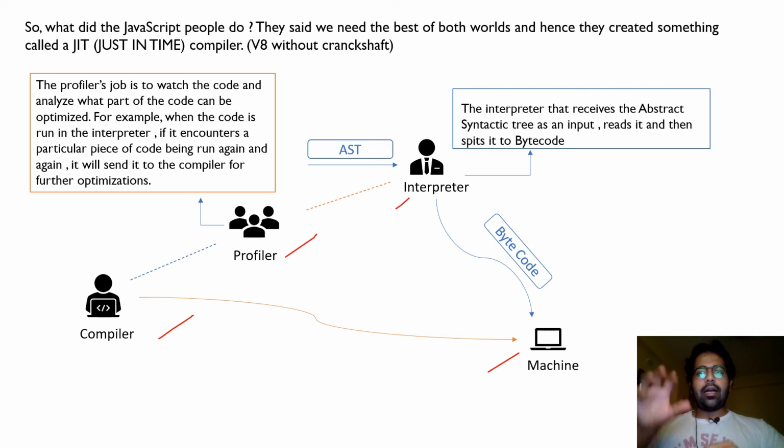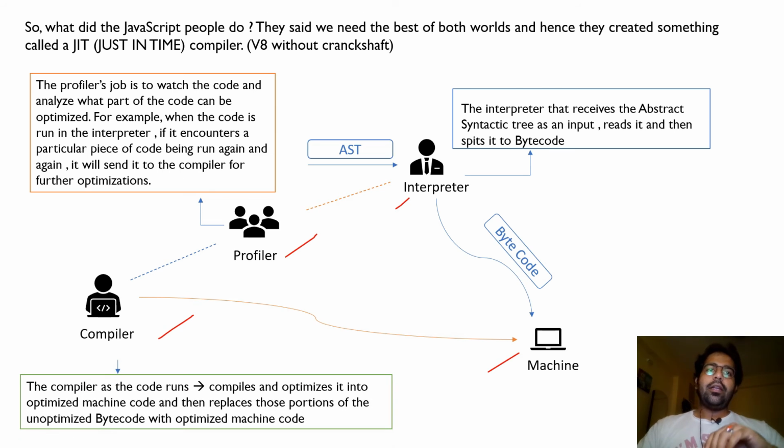Once it encounters a particular piece of code which is redundant, it passes it to the compiler. The compiler optimizes it into optimized machine code, and then it replaces the portions of the unoptimized bytecode. The bytecode was here, right? There has to be unoptimized bytecode here, correct? So it replaces the unoptimized bytecode with the optimized machine code. So we get the best of both worlds, right? It is doing fast processing and also doing optimizations.